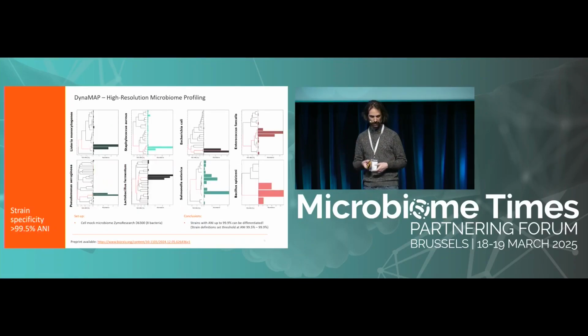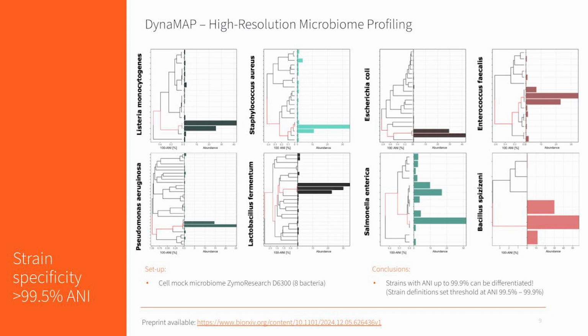And we tested this on many other species as well. And the same holds true every time. It's between 99.5 and 99.9% average nucleotide identity. We can nicely differentiate those strains. Even though we don't have single nucleotide resolution, it's all thanks to, of course, the structural variation between these strains.